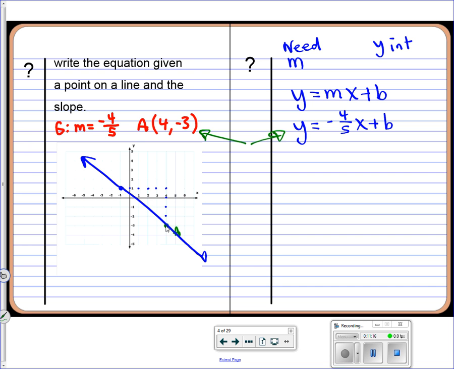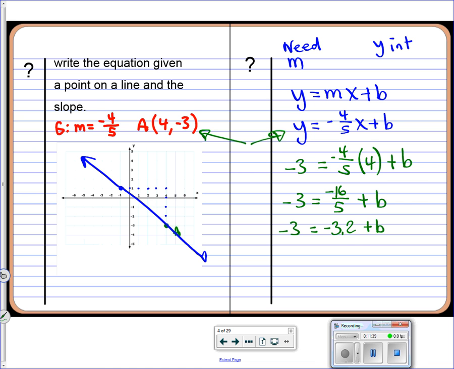I'm going to take the -3 and plug it in for y, of course, and then I have -4/5 times 4, that's the x, plus the b. Now take a look at my equation. I have one unknown in this equation. Everything's been filled in except the b, and now I can go and find the b. I've found it's a little easier in this case to take -16/5 and turn it into a decimal. It doesn't turn into a crazy decimal, so it's easy to write. Then I'm just going to solve for that b.